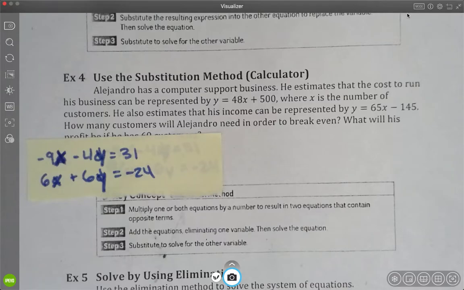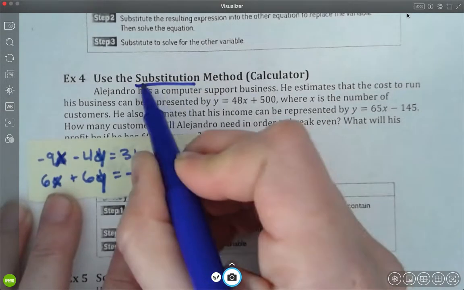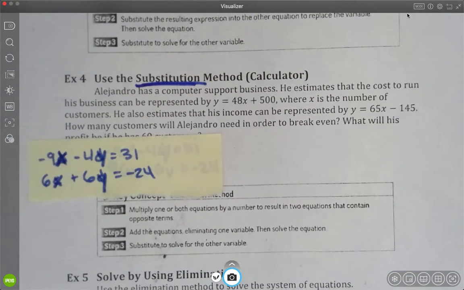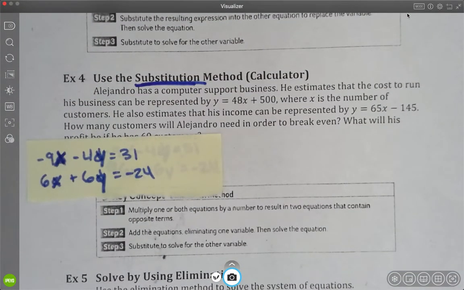Now, we are using the substitution method. Do you know what it means to substitute something? Like you plug it in, right? I want to solve these two equations, and remember that these are two lines that are existing somewhere on a coordinate plane. We are trying to find where they cross each other. That's all that we're interested in.